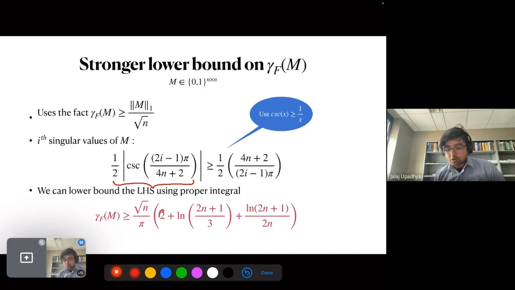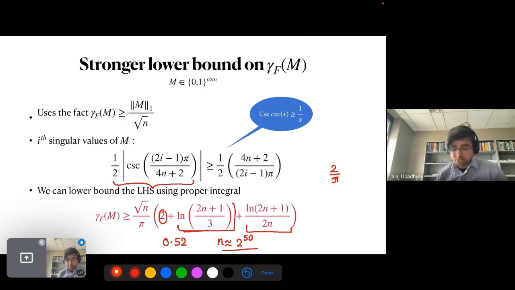So now I have a lower bound, which is like 2 by pi, and 2 by pi is plus something more. So this something more comes into play, not exactly half plus something more. In the end, it comes to be something like 0.52 or something. I did some calculation a long time ago for n going as far as 2 to the power of 50. And then this extra term is there. So it's not that much.